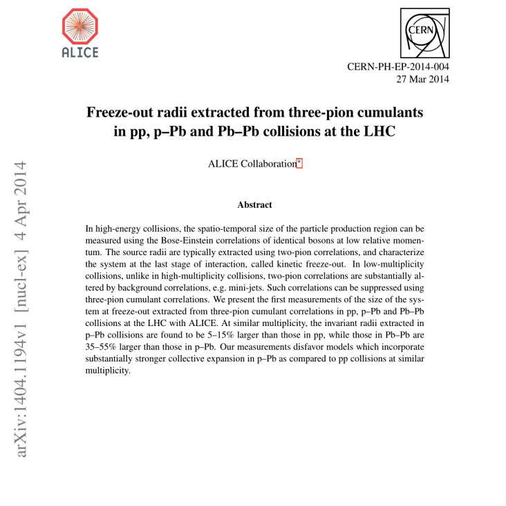called kinetic freeze-out. In low multiplicity collisions, unlike in high multiplicity collisions, 2 pion correlations are substantially altered by background correlations, e.g., mini-jets. Such correlations can be suppressed using 3 pion cumulant correlations. We present the first measurements of the size of the system at freeze-out extracted from 3 pion cumulant correlations in PP, PPb, and PbPb collisions at the LHC with ALICE.